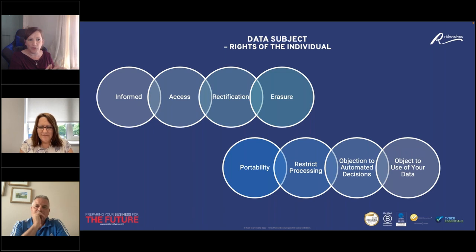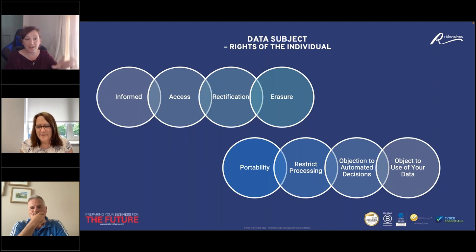Then we have an objection to automated decisions. What on earth does that mean? And we're on the graveyard shift, so what's going on there? Automated decision is where we might have applied for a credit card online, put in all our details, and we get that nice little whirly wheel that says I'm thinking about it, and then computer says no. And we've got the right to ask for that to be reviewed by a human.